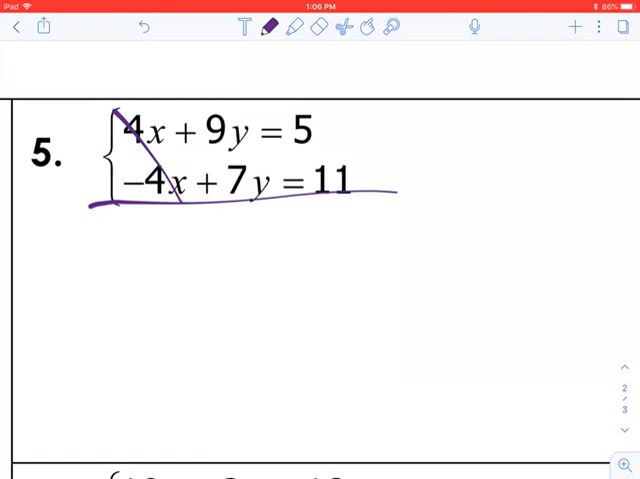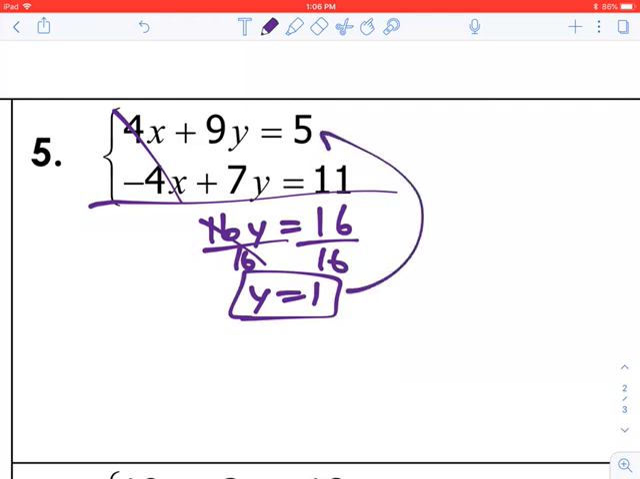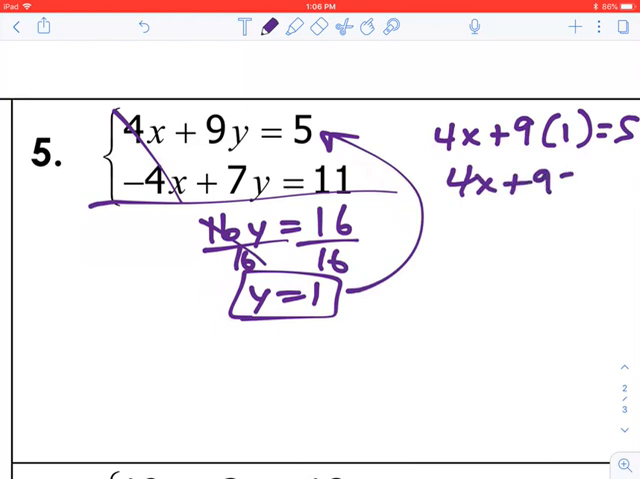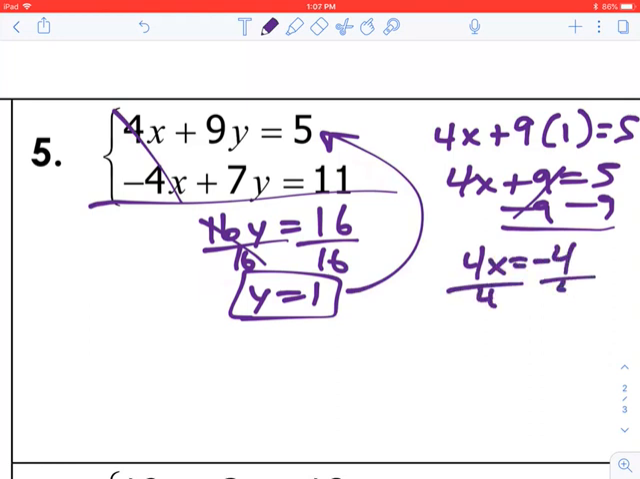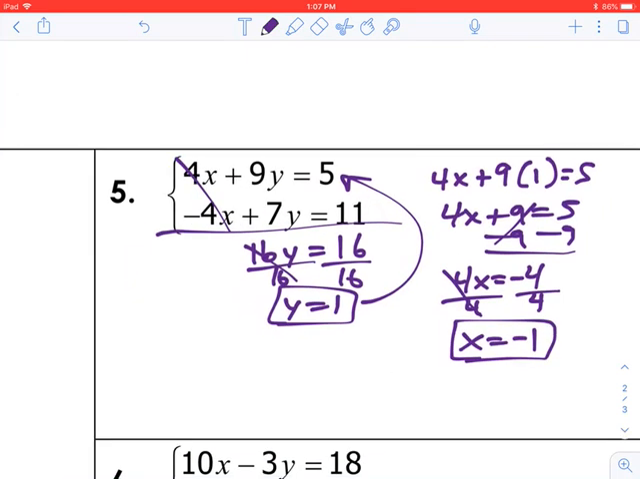Add the others. 9 plus 7 is 16y. 5 plus 11 is also 16, so divide by 16, get y equals 1. Plug it back in. I get 4x plus 9 times 1 equals 5. And so 4x plus 9 equals 5. Subtract 9. I get 4x equals negative 4. Divide by 4. Get x equals negative 1. So negative 1, 1. Final answer.